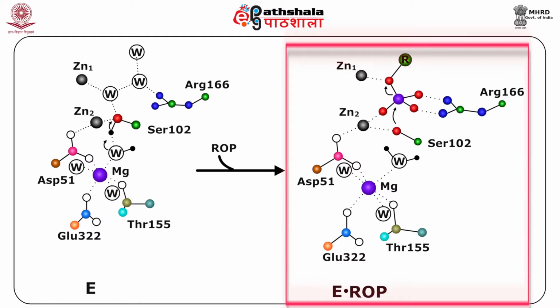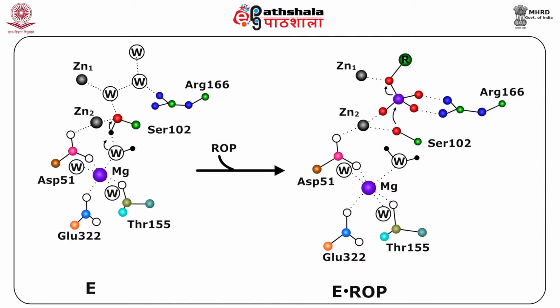In the E.ROP complex, the ester oxygen atom is coordinated to zinc 1. 2 oxygen atoms of the ester substrate are hydrogen bonded to the guanidinium group of arginine 166. And the 4th oxygen atom is coordinated to zinc 2. Serine 102 occupies the position opposite to the leaving group. The hydroxide ion coordinated to magnesium deprotonates serine 102 by acting as the general base.